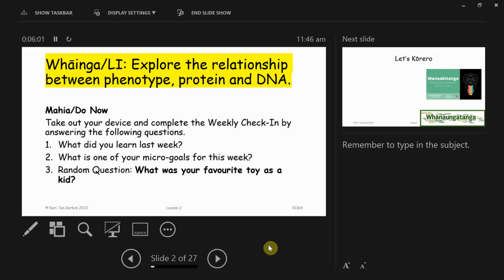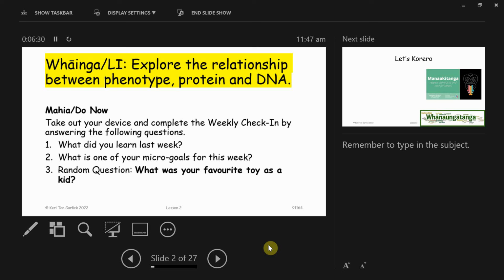So dates should be written down. Learning intention should be written down. We are going to be exploring the relationship between phenotype, protein, and DNA. So if you remember in the last lesson, we thought big picture a bit about genetic variation. Now what we're going to do is start zooming into the cellular level, and then we'll start with the molecular level. We'll do our first chunk of lessons on molecular. Then we'll move out to cellular, and then we'll move back out to thinking about population studies.